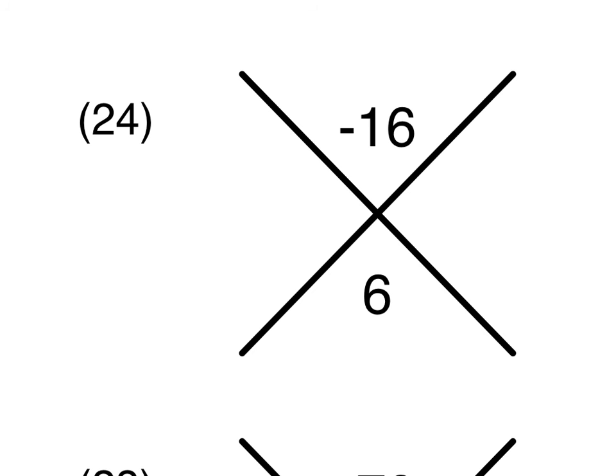Number 24, I got 1 times 16. I got 2 times 8. I got 4 times 4. They need to add to 6. I can see that with 2 and 8, I can get 6 out of that. The bottom is positive and the top is negative, so it needs to be negative 2. The 8 needs to be more positive.